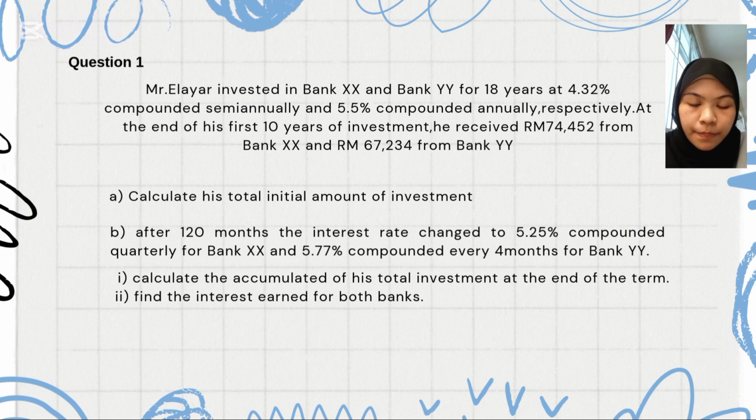Question B, after 120 months, the interest rate changed to 5.25% compounded quarterly for Bank XX and 5.77% compounded every 4 months for Bank YY. Question 1B, Roman 1: calculate the accumulated value of his total investment at the end of the term. Roman 2: find the interest earned for both banks.